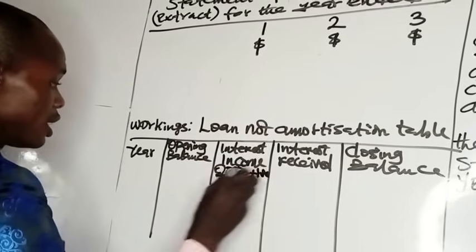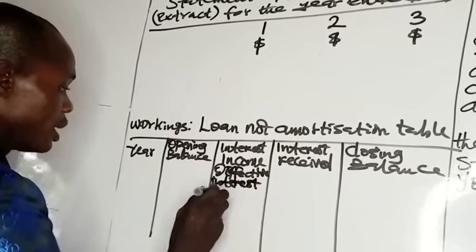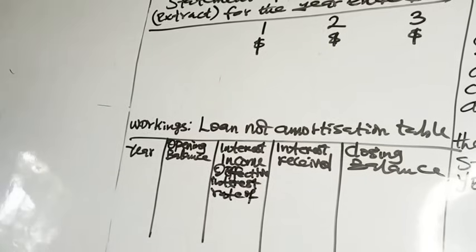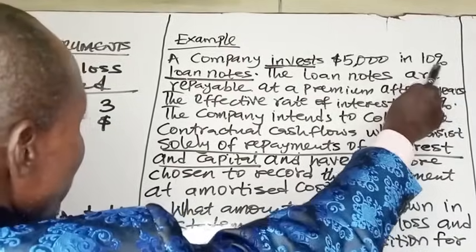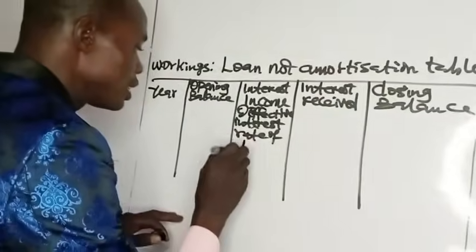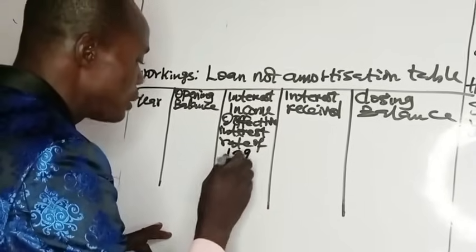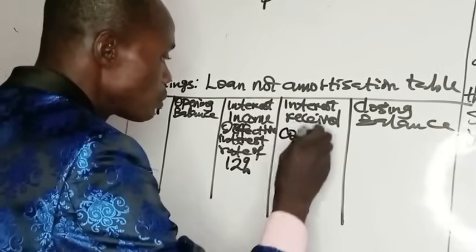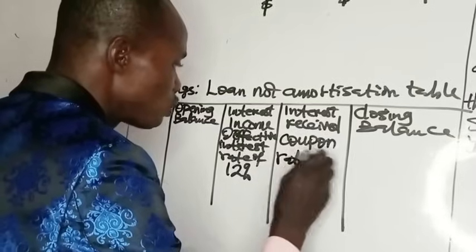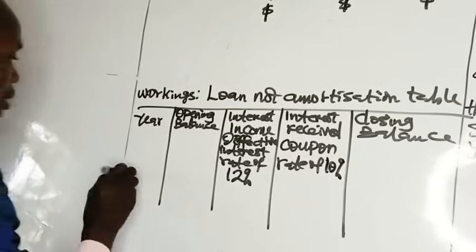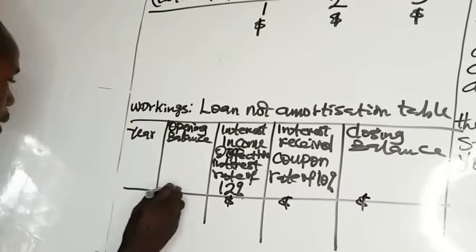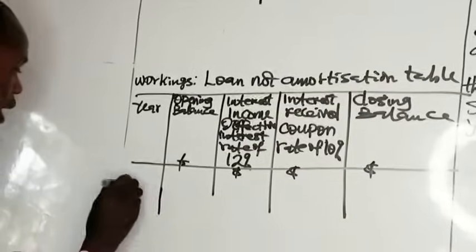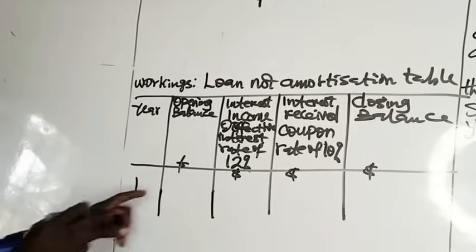Effective interest rate. What is the effective interest rate? Back to the question. The effective rate of interest is 12%. This is the effective interest rate, and this is the coupon rate. So the effective rate is 12% and the coupon rate is 10%. The interest received will be calculated at the coupon rate, while the interest income will be calculated at the effective interest rate.